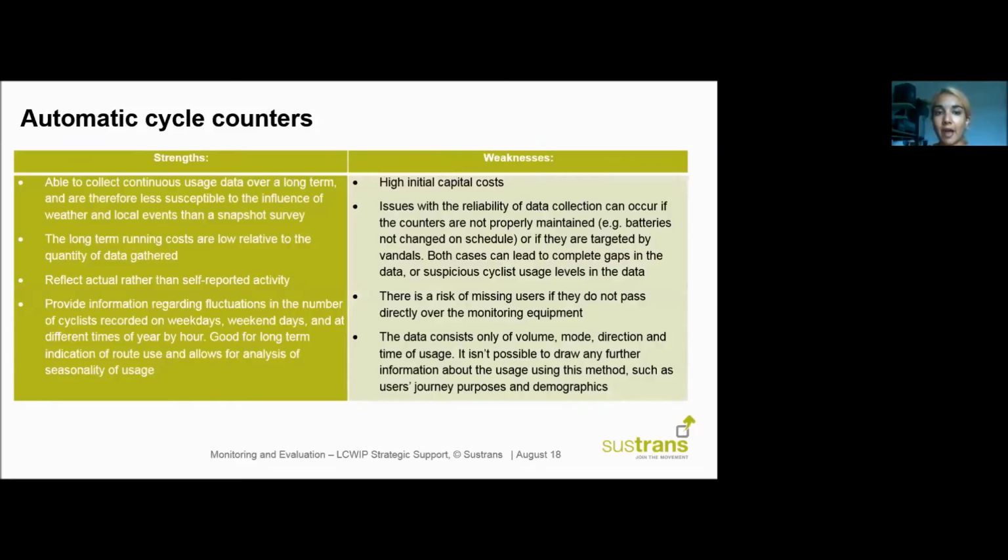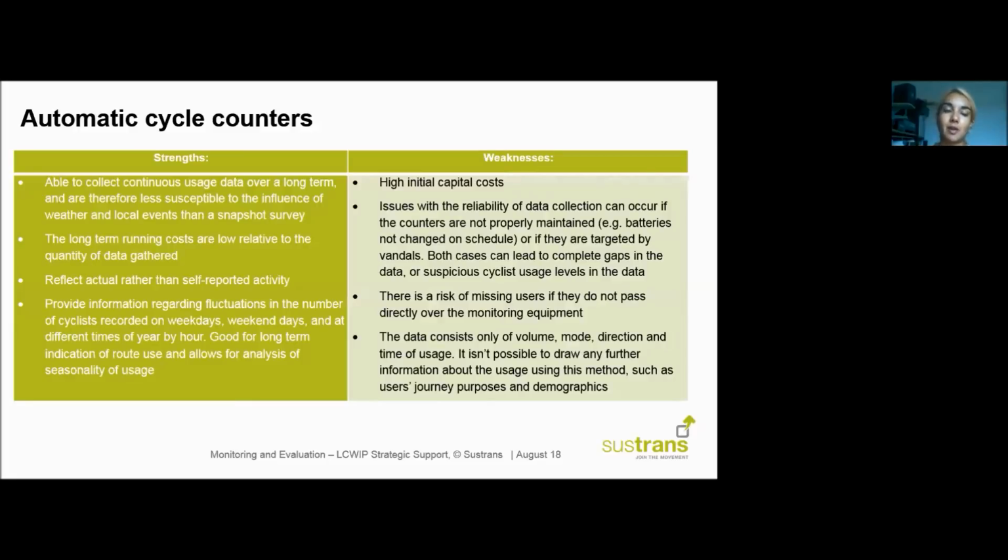They have the advantage that they're continuous, so they are able to collect continuous count data that is based on actual user numbers rather than an extrapolation, and they provide an understanding of the change in usage over time, so over the time period of a day and over the time period of a year. So that's an understanding of seasonality. So it's very comprehensive quantitative count data that can be obtained through automatic cycle counters.